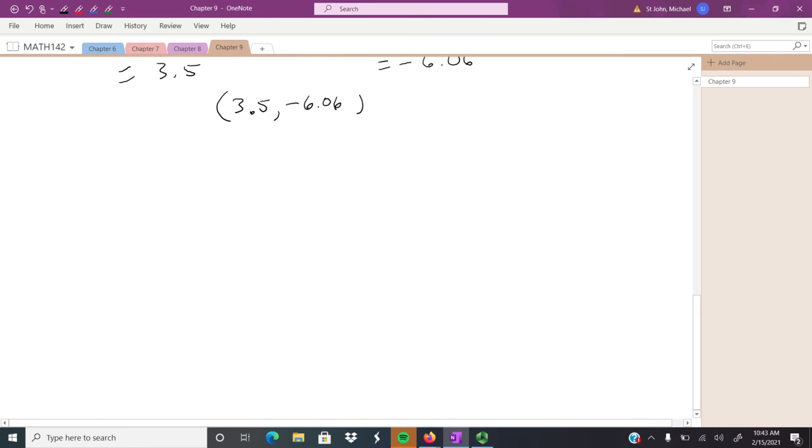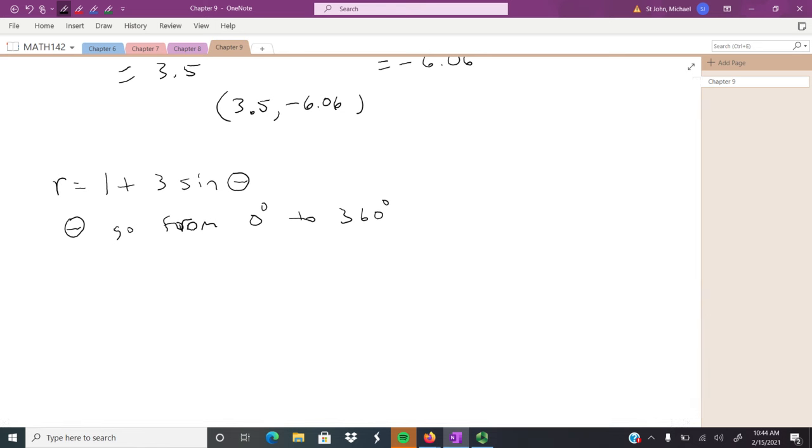So polar equations and polar graphs. So a polar equation will be in this form: r equals 1 plus 3 sine theta. Right? So if we want to graph this, we would have to use values of theta that go from 0 to 360 degrees. Okay.